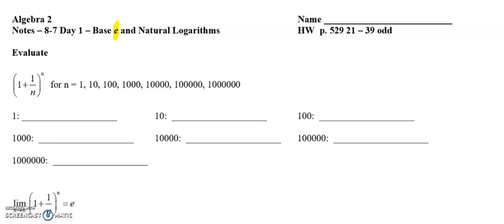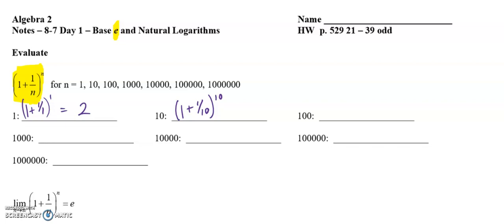So to start things off, we have this expression, 1 plus 1 over n, to the n. And what I want you to do is plug in the number 1. When you plug in 1, you get 1 plus 1 over 1, to the 1. That's 1 plus 1 is 2, to the first is 2. All right. Now I want you to do it again, only this time plug in 10. So we have 1 plus 1 over 10, to the 10th power.